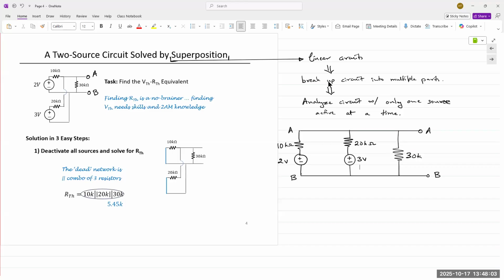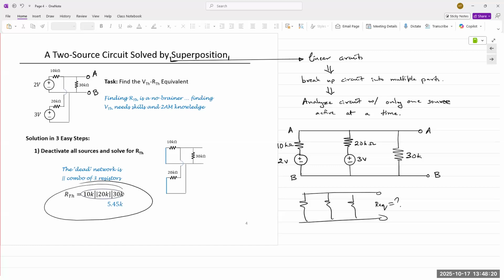So if I wish to find RTH between A and B, what do we do? We short out the voltage sources. So we short it out. What do we have? 3 resistors in parallel. The answer is right there. You can solve that later on. Right? We deactivated all the sources, placed a short circuit for the voltage source. Everything is in parallel. So my RTH is the 10, 20, and 30 kilo ohm resistors in parallel.